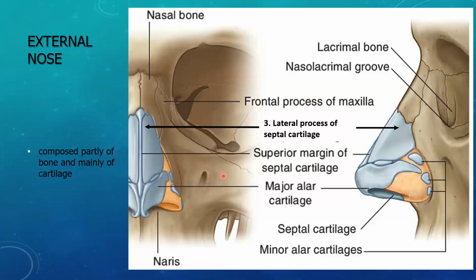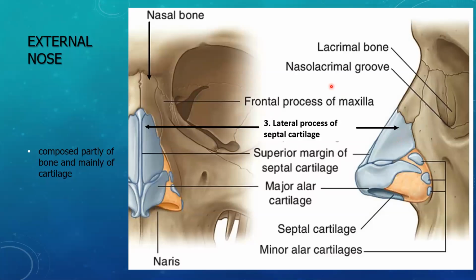Now, the formation of the external nose. It is mainly formed by cartilage and partly by bone. The upper part, the root or the base, is bony in nature. The lower part, the tip, is cartilaginous in nature. So what are the bones forming it?